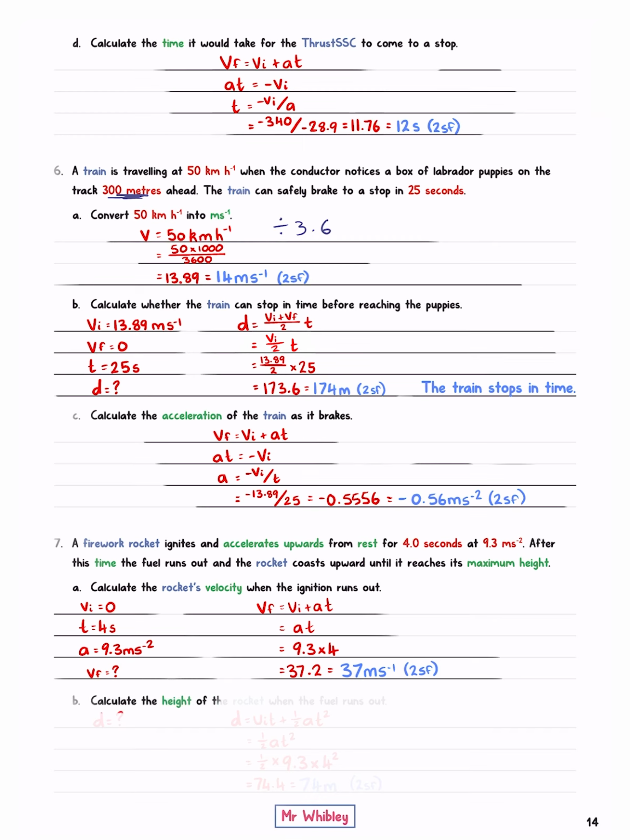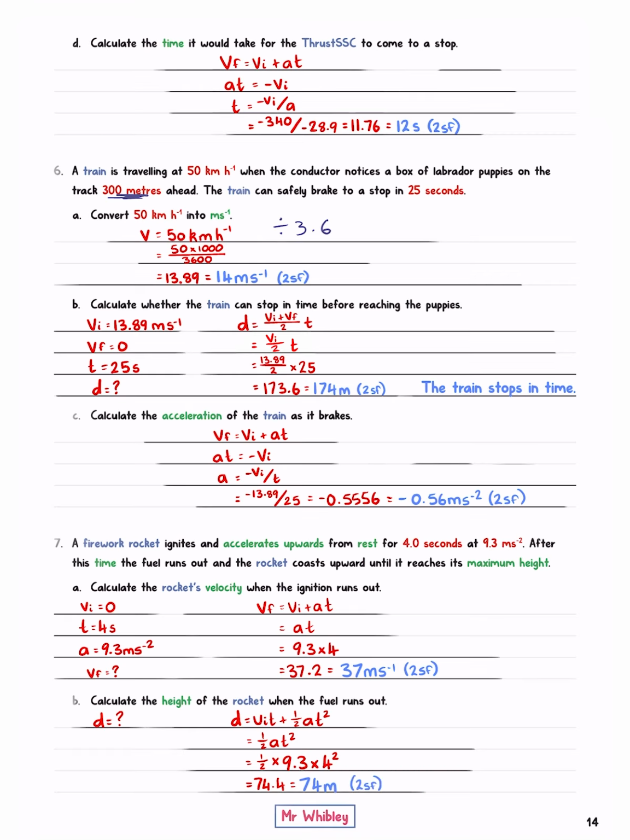Calculate the height of the rocket when the fuel runs out. To find our distance, we can use this equation here, where because Vi is 0, we just get half at squared. Putting our numbers in gives me 74.4 or 74 meters to two significant figures.